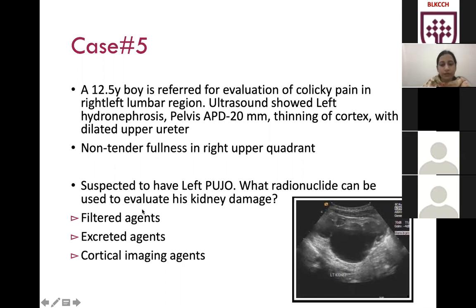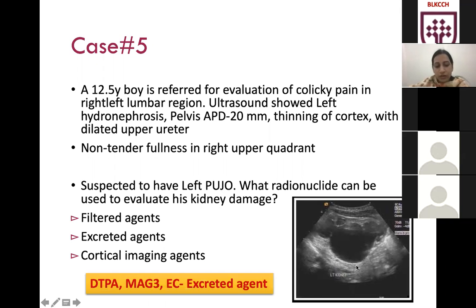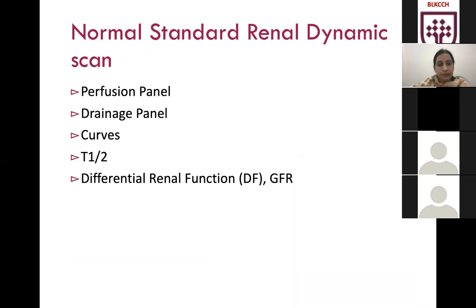So what radionuclide can be used to evaluate his kidney damage? Filtered agent, excreted agent, or cortical imaging agent. Here we need to study the obstruction. Basically, we are doing this scan to confirm the obstruction. So a DTPA or MAG3 or EC, the agent which is excreted by the tubules or filtered at the glomerulus, would be used.